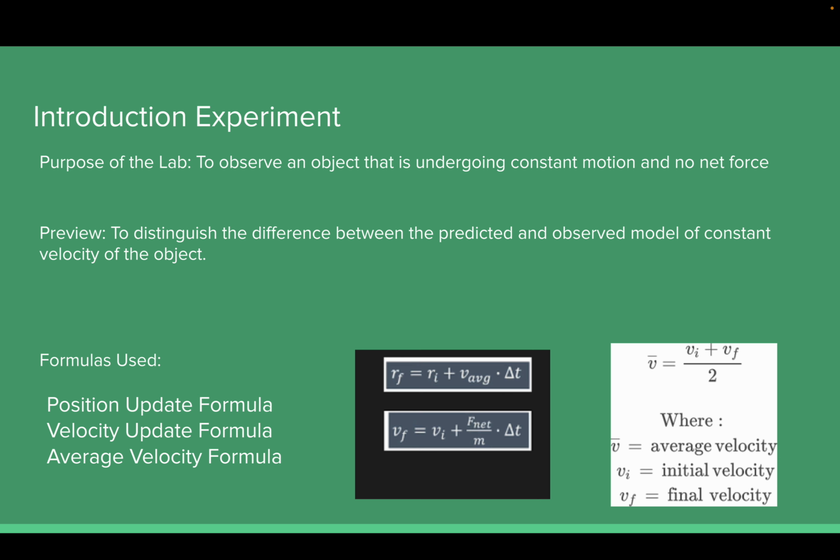Next, let's introduce the experiment. The purpose of this lab is to observe an object that is undergoing this kind of constant motion and has no net force, as well as to see the difference between the predicted versus experimental motion of the object. The formulas I use include the position and velocity update formulas, which are right here. r_f is equal to r_i, so final position is equal to initial position plus average velocity times delta t, and then final velocity is equal to initial velocity plus the net force divided by the mass times delta t. I also used the average velocity formula.